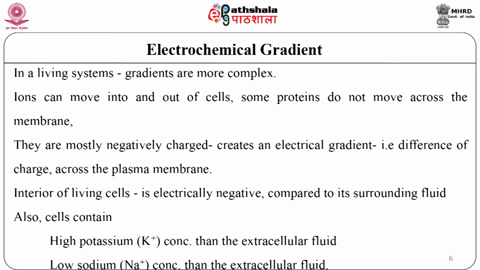What do we mean by electrochemical gradient? In living systems, concentration gradients are more complex. In a cell, ions are constantly moving in and out of the cell. They possess either positive or negative charges. Cells also contain proteins which do not move across the membrane. These proteins are mostly negatively charged. This creates an electrical gradient, that is difference of charges across the plasma membrane. Interior of living cell is electrically negative with respect to extracellular fluid.